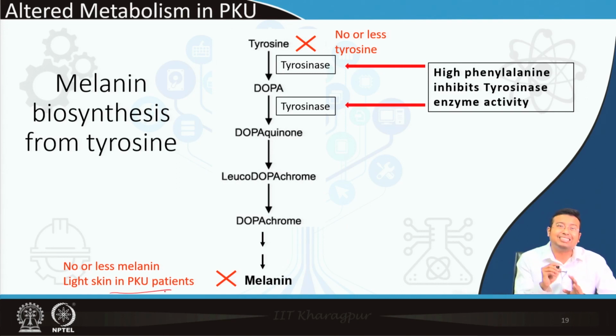Moreover, the rate limiting enzyme, one of the most important enzymes in melanin synthesis, is tyrosinase. Alright, tyrosinase is inhibited whenever phenylalanine concentration is high. So, all in all, melanin synthesis is hampered, and that leads to light skin in patients of phenylketonuria.